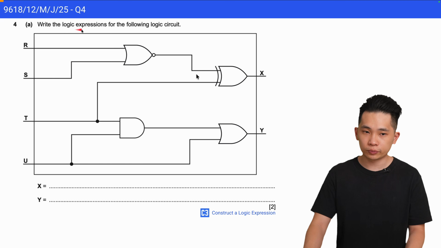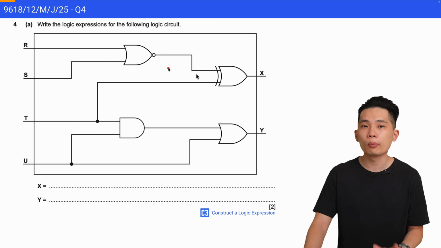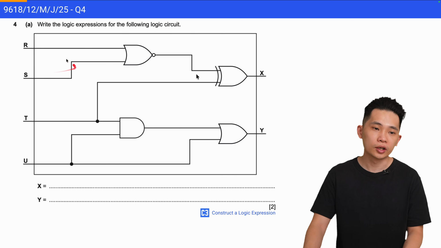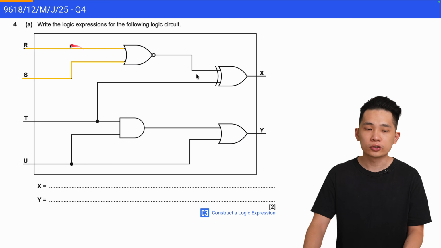Write the logic expressions for the following logic circuit. For this type of question, normally, I will label the intermediate state first. So first of all, let's look at this. We have R and S here. So this is going to be an intermediate state. And the resulting output is going to be A is equal to R NOR S. So R input and then S input feeding into this NOR gate.